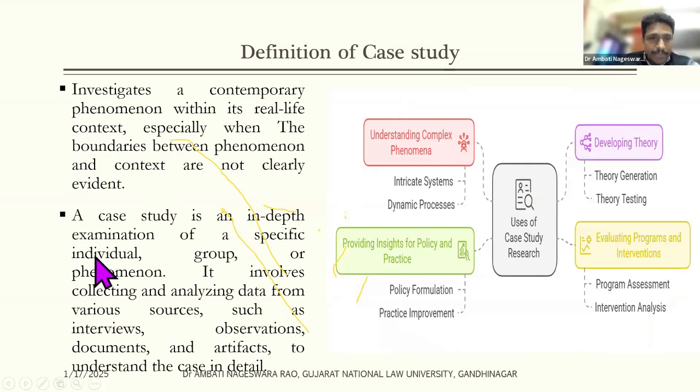A case study is an in-depth examination of a specific individual. It can be an individual, it can be a group. As I mentioned, it can be a phenomenon as well. It involves collecting and analyzing data from various sources.